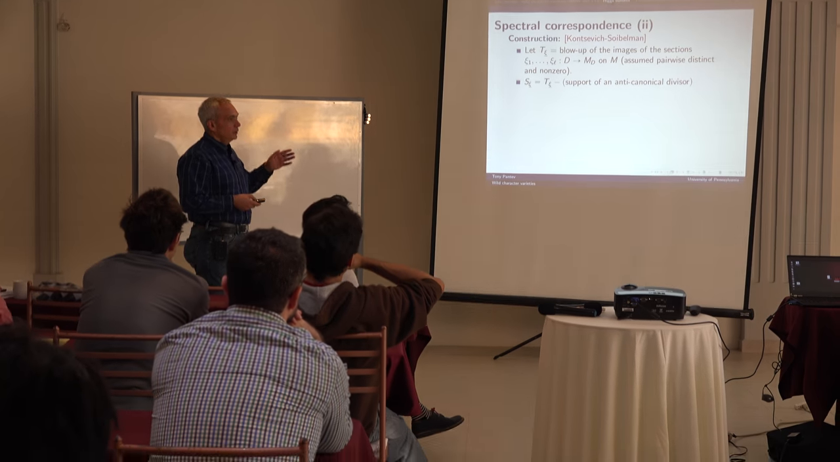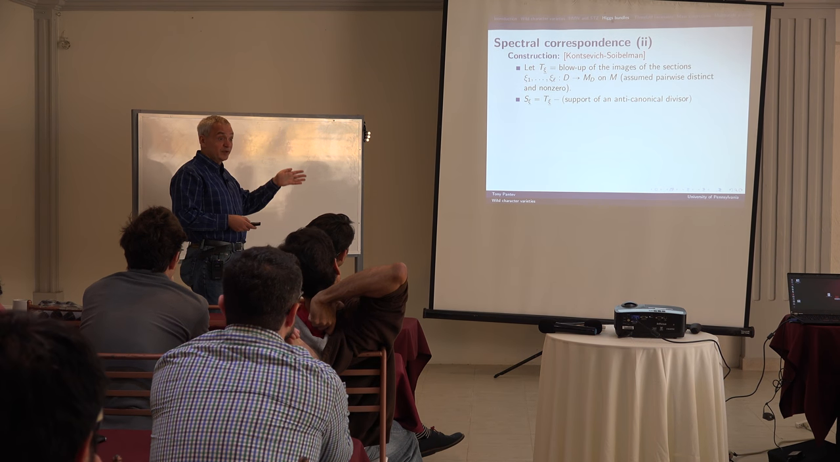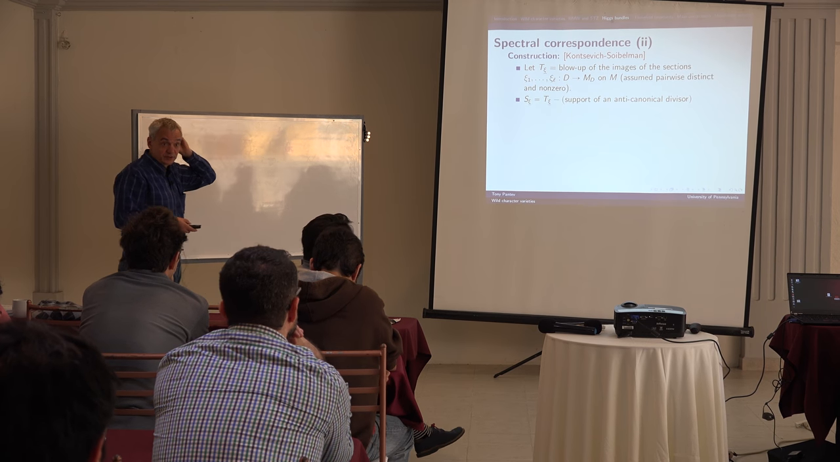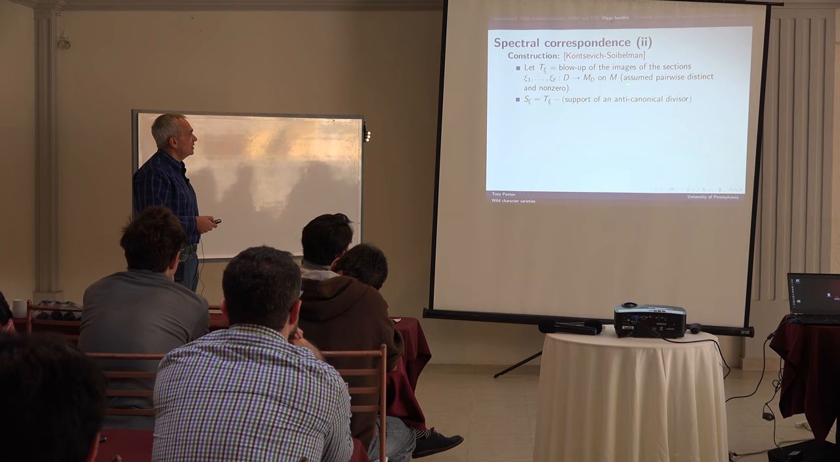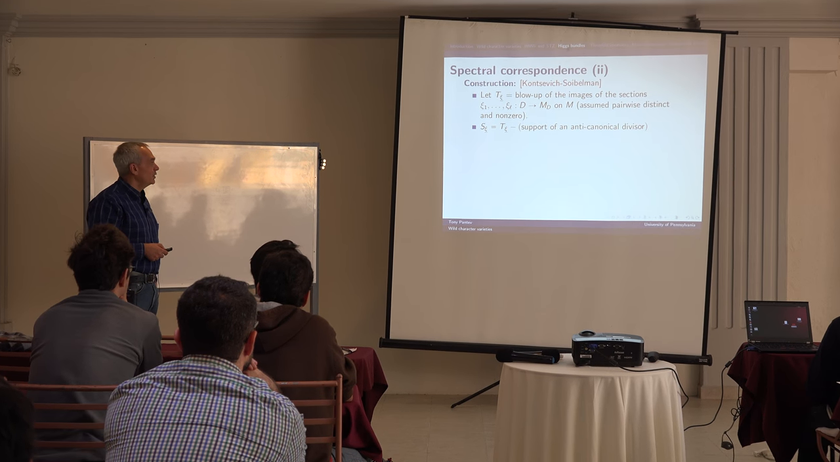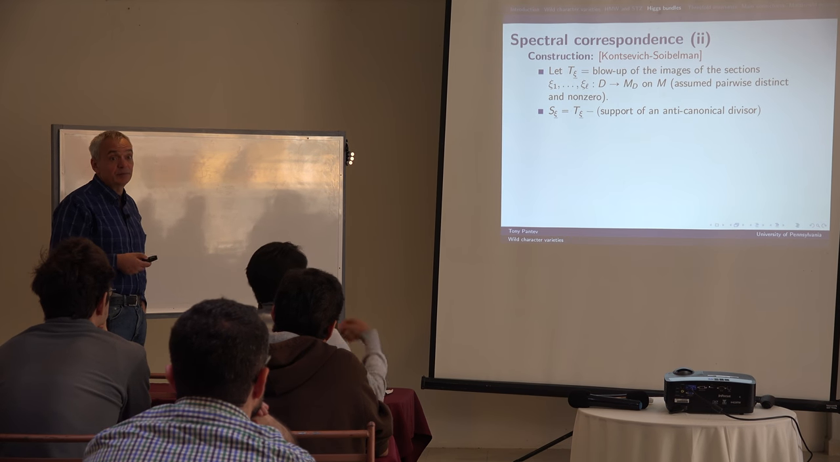So the total space of the canonical class is symplectic. The total space of the canonical class twisted by the divisor is not. But we have these zero-dimensional subschemes. We are going to blow them up. And then the claim is that there is an effective anti-canonical divisor on this surface, T psi. And you can throw out the support of that effective anti-canonical divisor, and what's left is going to be symplectic.